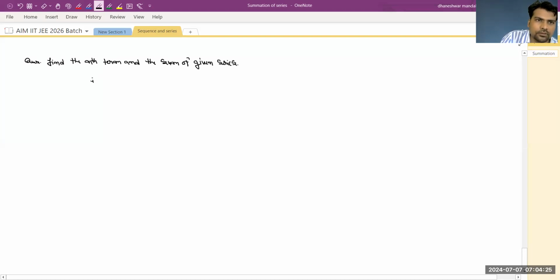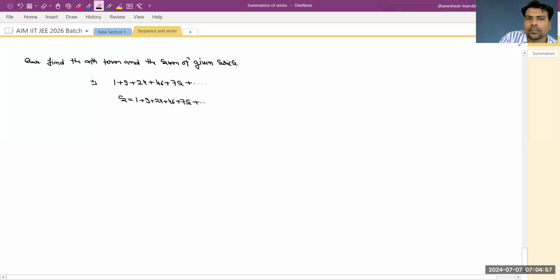So here we have the first series. Let's suppose we have 1 plus 9 plus 24 and, in a similar way, 46 plus 75, up to n terms. First I want to calculate the nth term and then the summation. So let's suppose this summation S is 1 plus 9 plus 24 plus 46 plus 75.